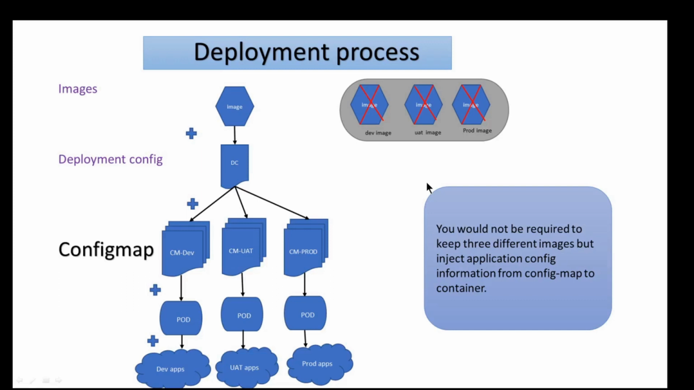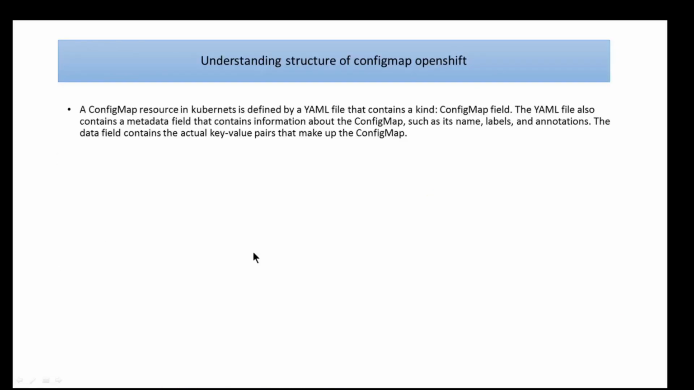So yeah, this is how your config map is helping. Let's see the config map structure. Now we'll understand the structure of config map. So a config map resource in Kubernetes is defined by a YAML, right? So we'll see an example.